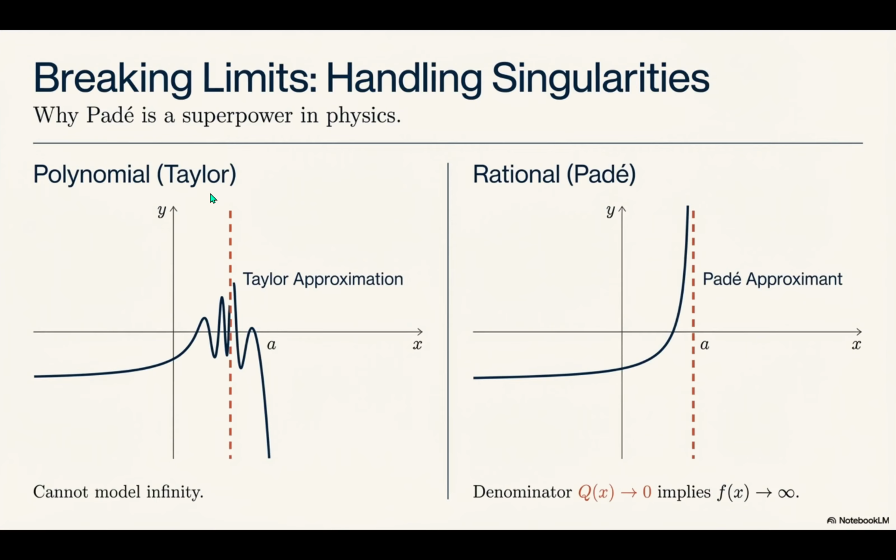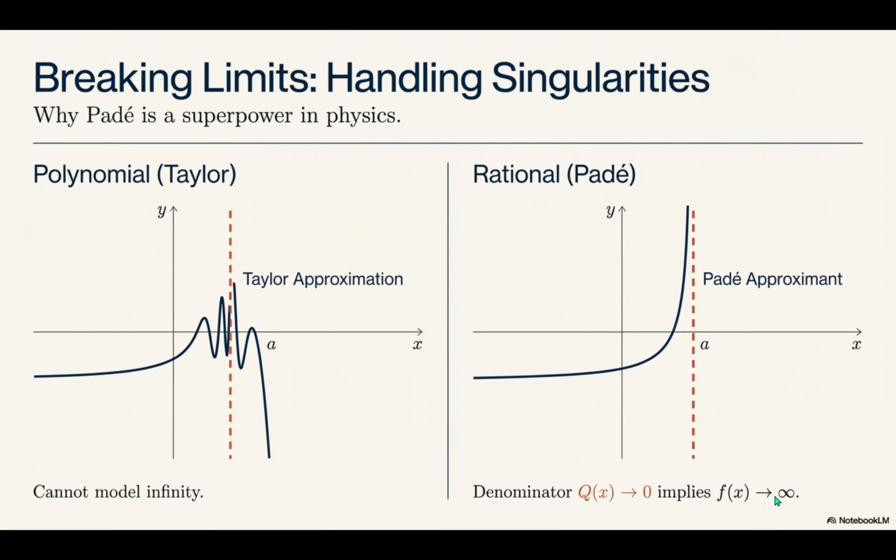But now look at a fraction. Look at the Pade approximant. What happens if the bottom polynomial, that denominator q of x, hits 0? Well, if you divide by 0, the result shoots to infinity. Precisely. The Pade approximant has a built-in mechanism to create infinity.